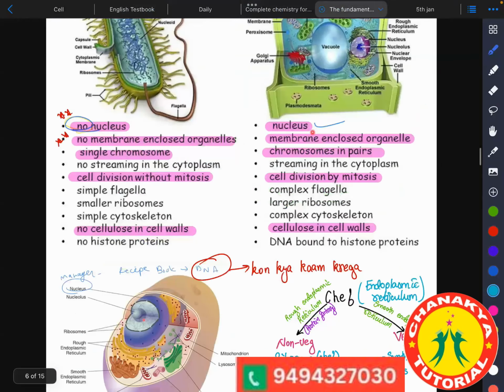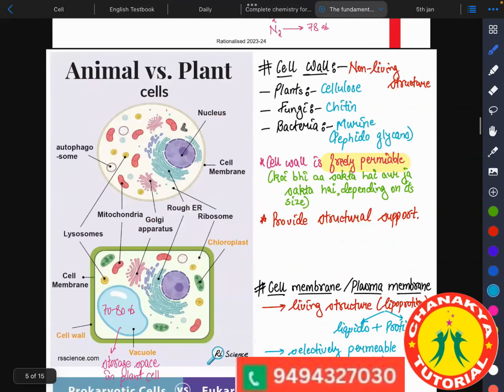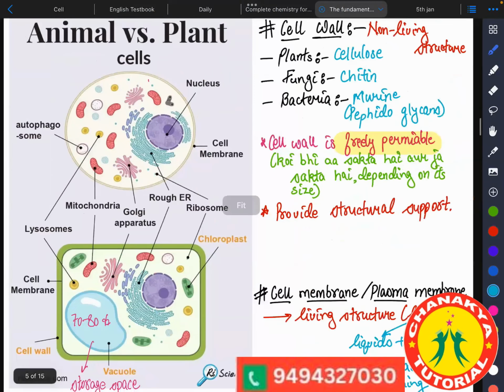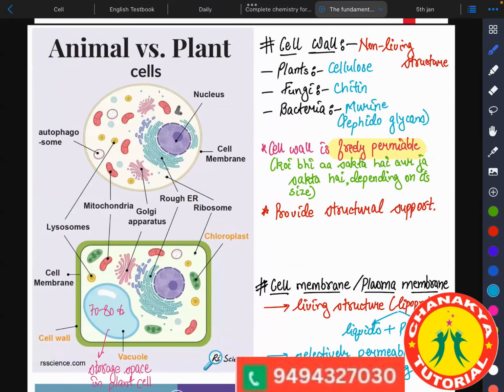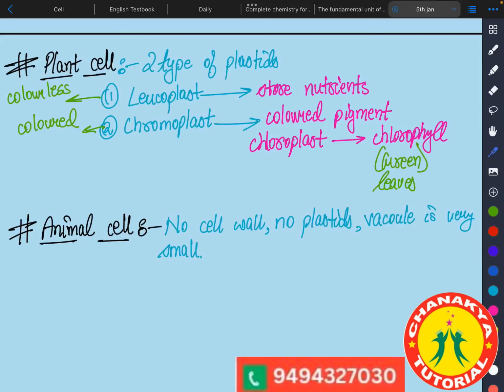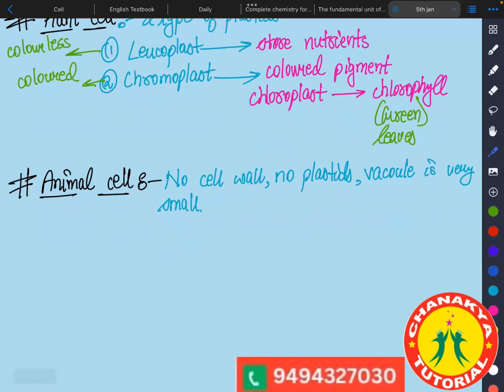Here you can see that the vacuole present in animal cell is very small, almost negligible, whereas the plant cell contains a very large vacuole. The basic function of vacuole is to store; it acts as a storage space and is used to store food. The vacuole in plant cell is so huge that it contains almost 70 to 90% of the space inside the plant cell.